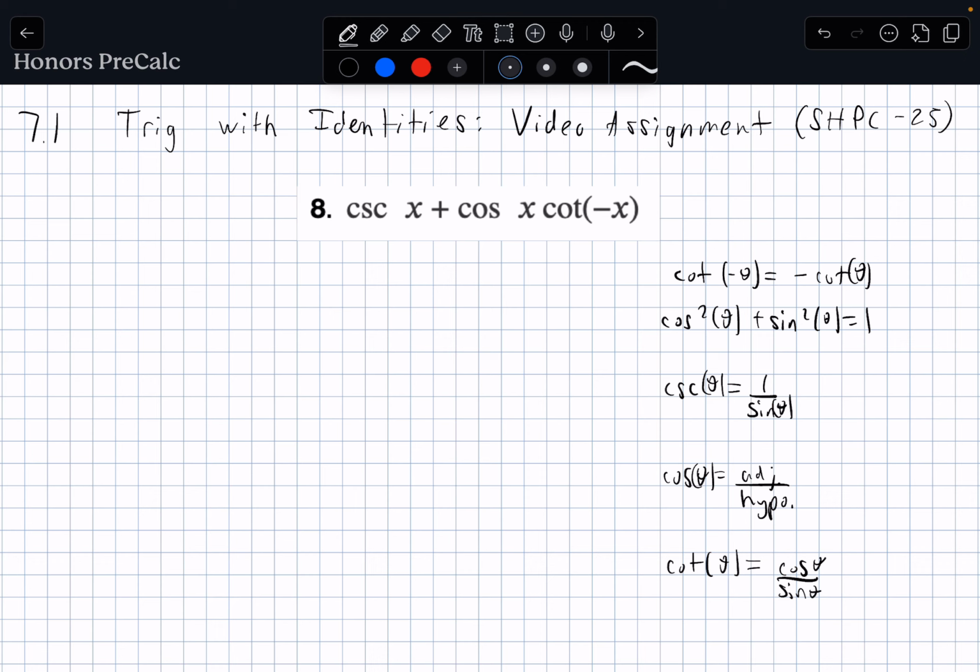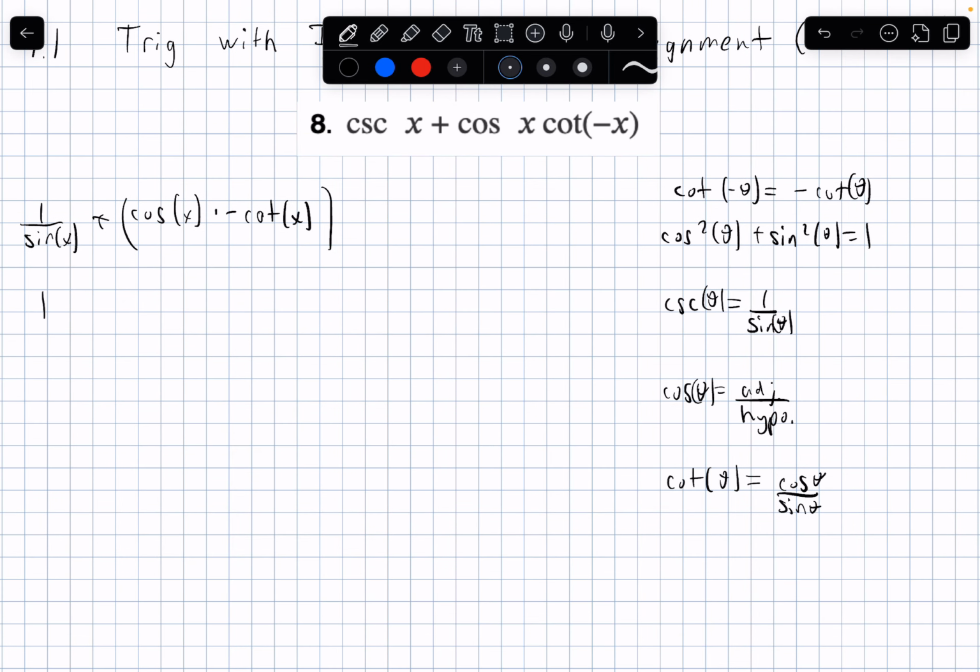Okay, so next we're going to write down this equation in more simplified terms. So cosecant of x equals 1 over sine of x plus cosine of x, and this is going to be multiplied by negative cotangent of positive x, because we're using this identity that we're given here in order to take the negative sign from inside the function itself to in front of the cotangent. Okay, so then we're going to multiply these together.